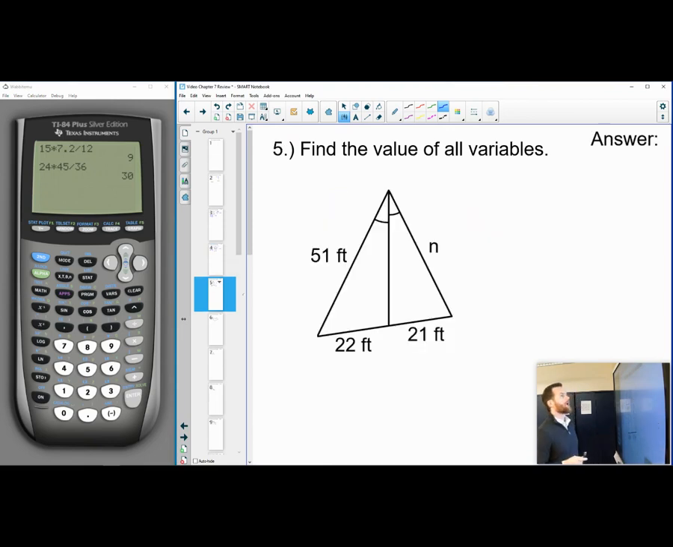Beautiful. Number 5. Again, finding the value of all variables. This problem is slightly different. We only have one shape.